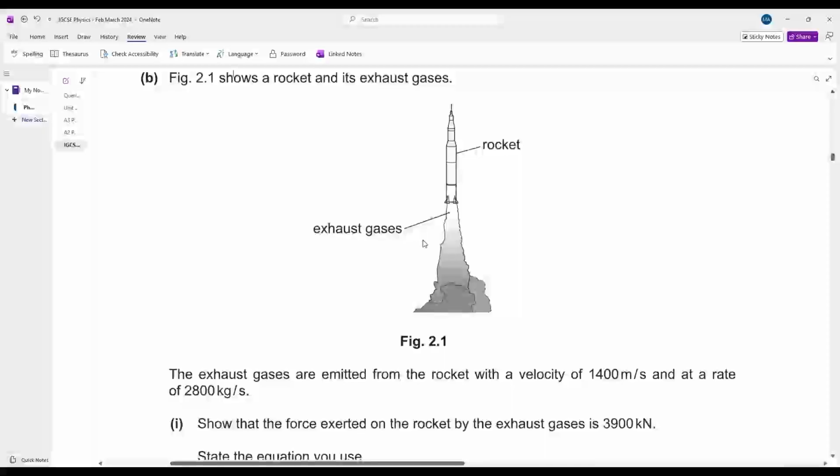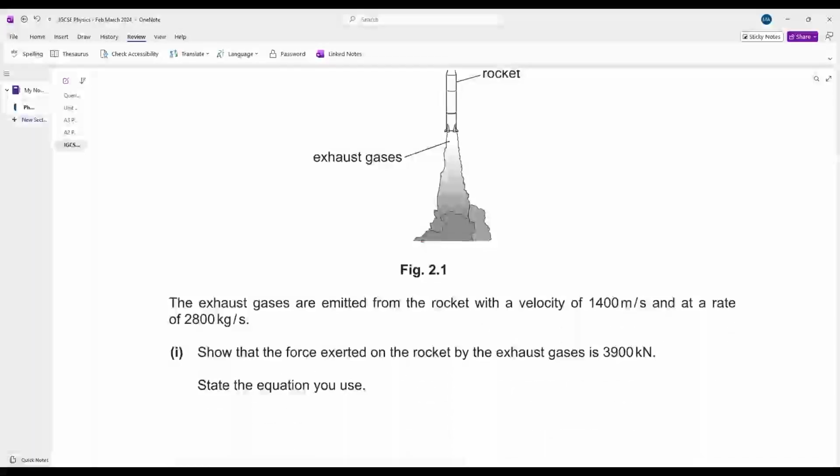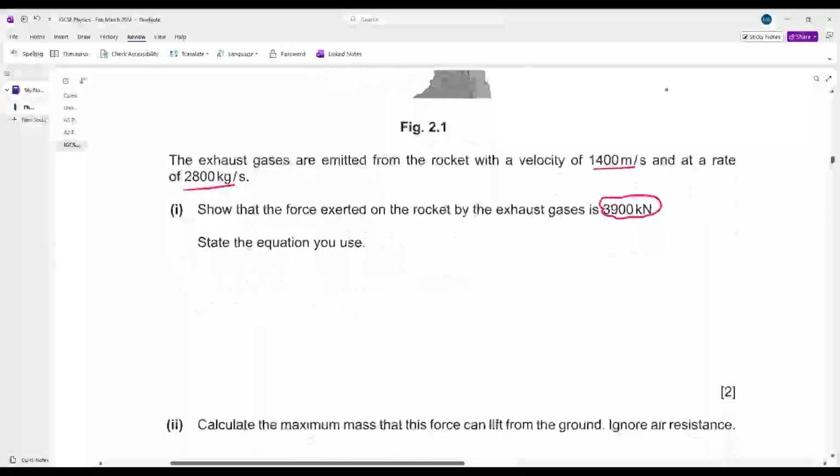अच्छा जी, एक रॉकेट है, उसकी exhaust gases हैं यहाँ पे. Perfect. The exhaust gases are emitted from the rocket with a velocity of this and at a rate of 2800 kg per second. Perfect. Show that the force exerted on the rocket by the exhaust gases is this. अच्छा जी, आपने force निकालनी है. How will you do that?